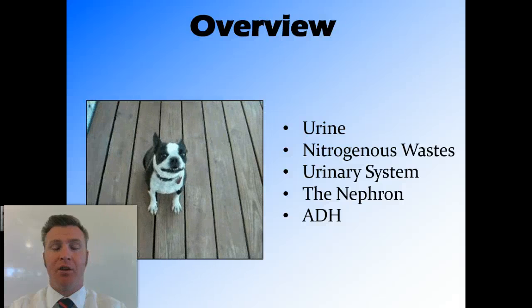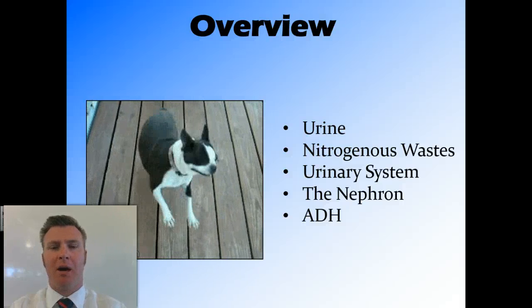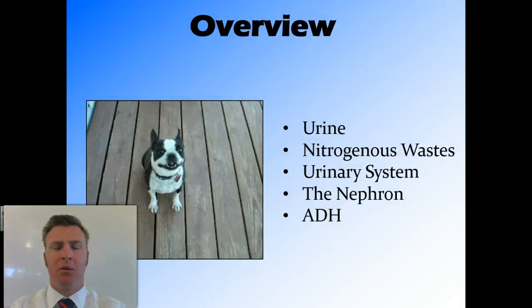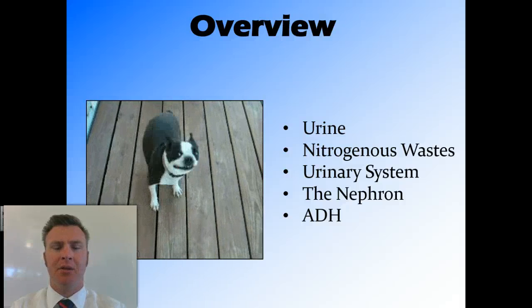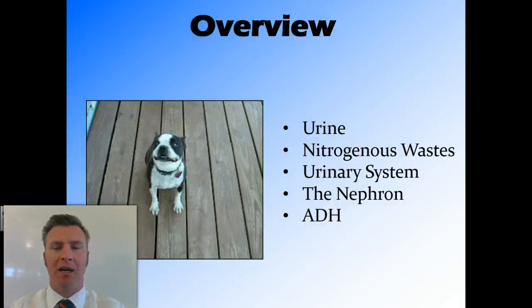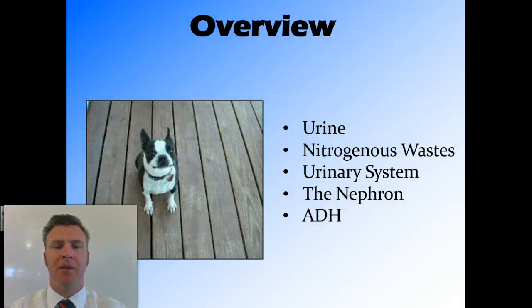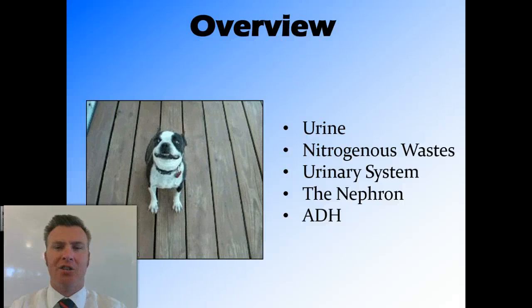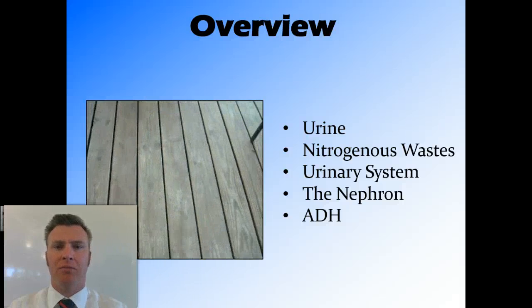So we're going to look at urine, urine being made up of nitrogenous wastes. We're going to look at the urinary system, the nephron as the functional part of the urinary system inside the kidney, and we're going to look at ADH or antidiuretic hormone.